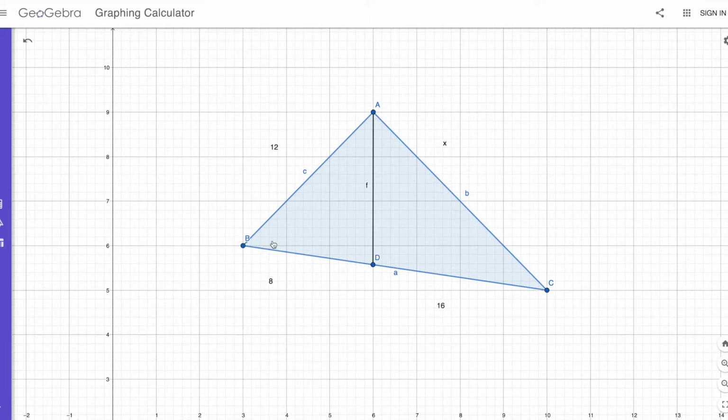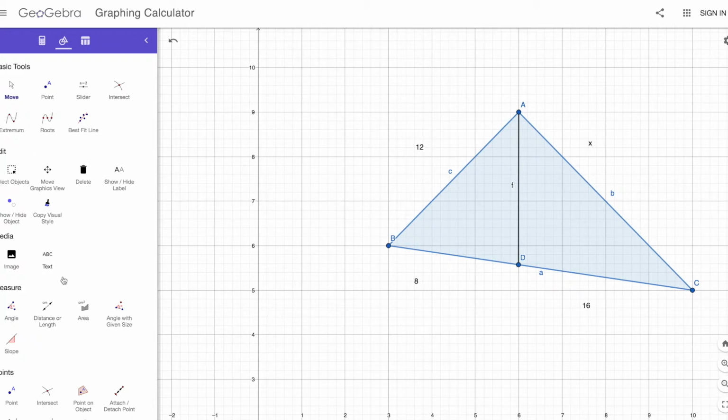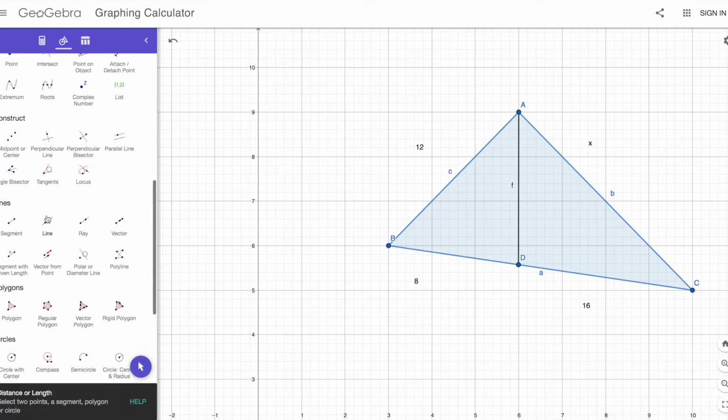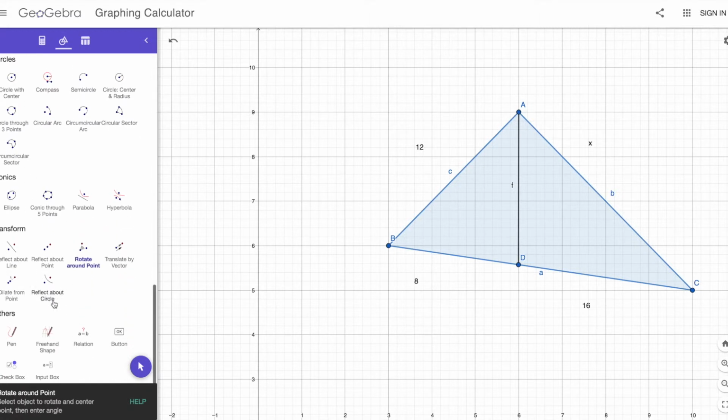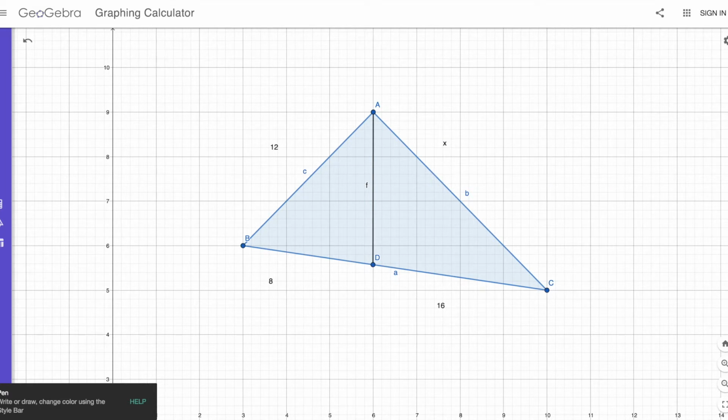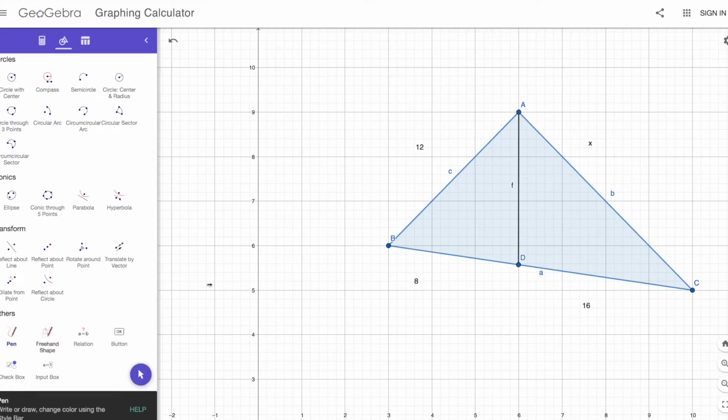So the length here is 8, and this length is 12. This is not drawn to scale, it's just for demonstration. And let's presume this is 16. Now the angle bisector theorem is interesting because it proposes that the ratio of one side of the triangle should be the same as the ratio of the other side of the triangle.